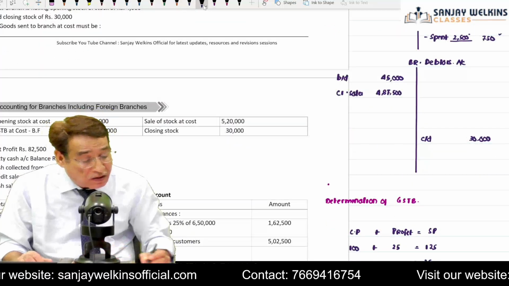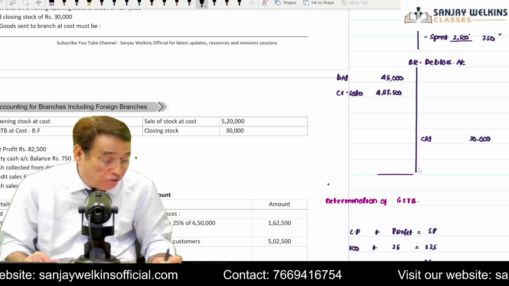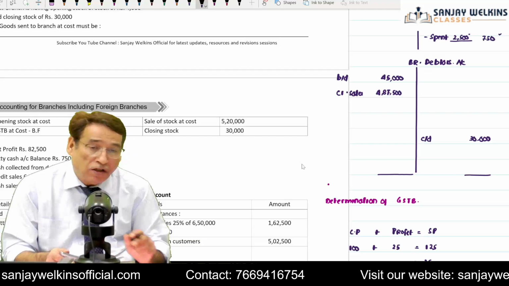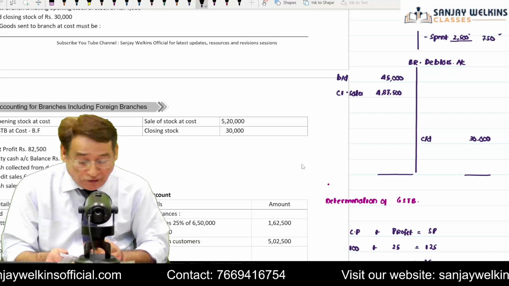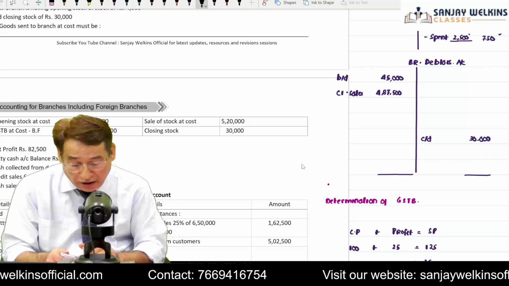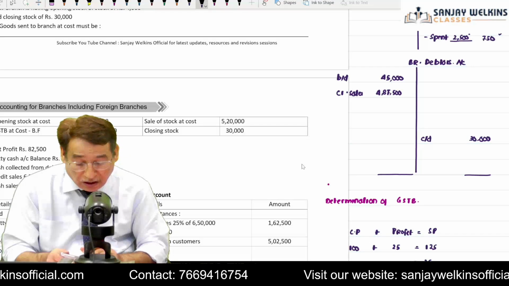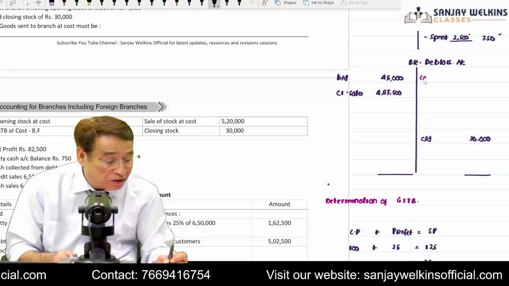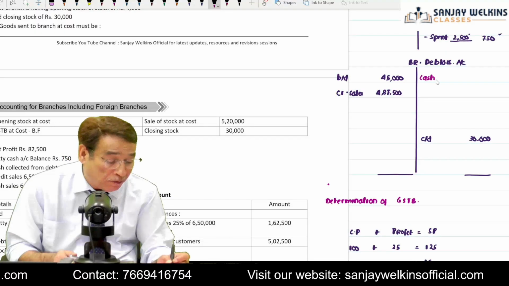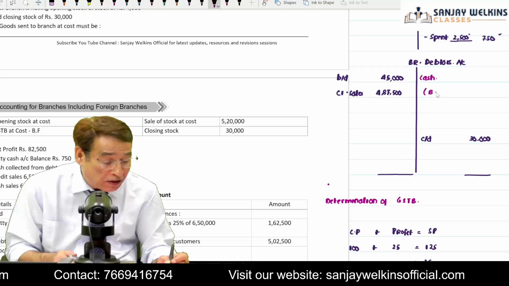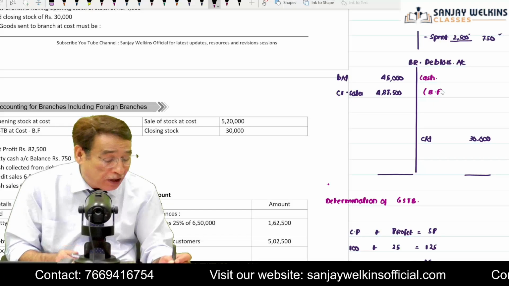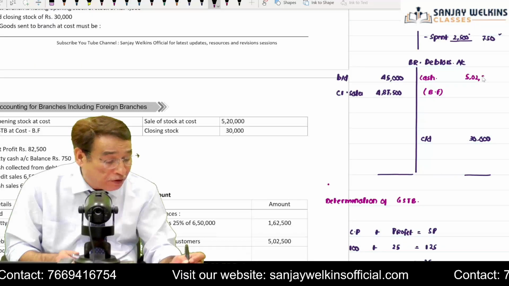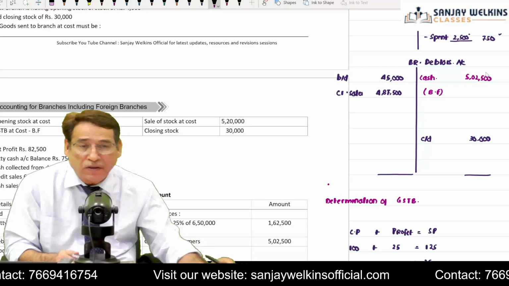Now I will balance. Before tallying the branch account, we need to tally the branch debtors account. When I tally the branch debtors account, opening debtors are 45,000 plus 4,87,500 and minus 30,000. The balancing figure will be cash receipt from debtors. Cash receipt from debtors. This will be my balancing figure, and it is coming to 5,02,500. So 5,02,500 will be your cash receipt from debtors. Is it clear to you?